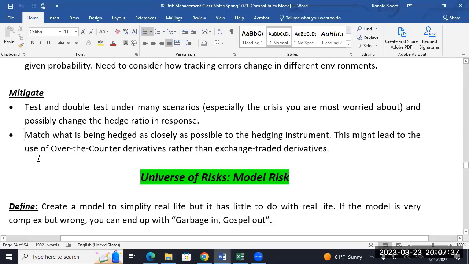Match what is being hedged as closely as you can to the hedge instrument. That's why we tend to like over-the-counter derivatives, like a swap. Because with a swap, you can match things. You have a lot more control. Remember with futures, they tell you the maturity, they tell you the amounts, the strikes, everything is dictated by the market. With the over-the-counter derivative, you can change the terms and make up your own security working with your broker pretty easily. So much more flexibility.